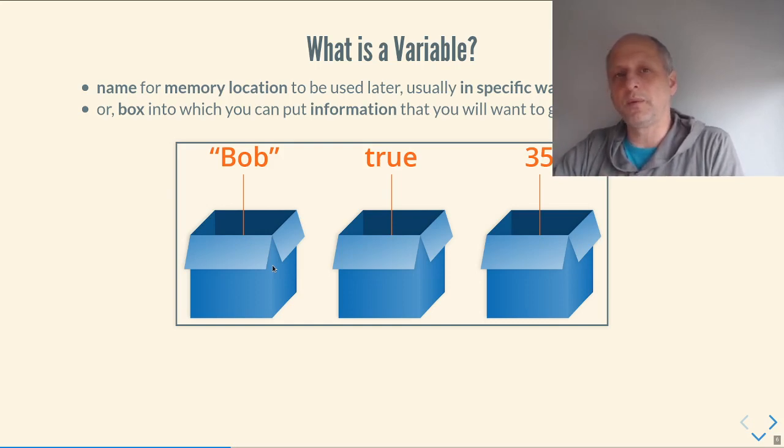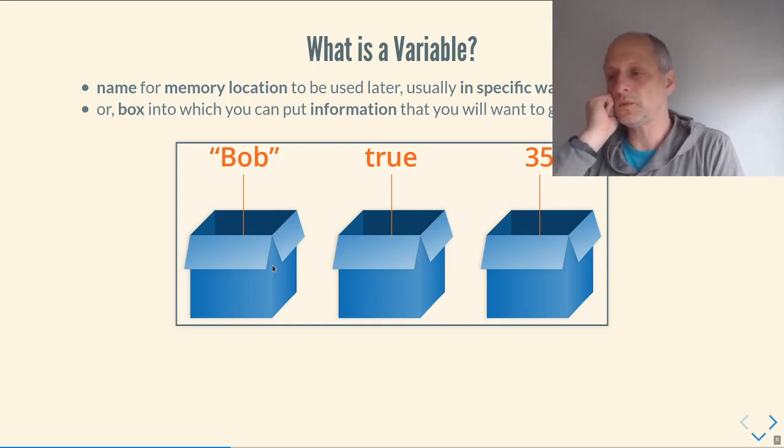So another way to think about a variable is as a box into which you put information that you will want to get later, in much the same way that you might have an object in your house that you put into some kind of container in order to be able to use it later, or the way that you might have little plastic Tupperware containers in your lunchbox, into which you put the food that you will want to retrieve at a later date.